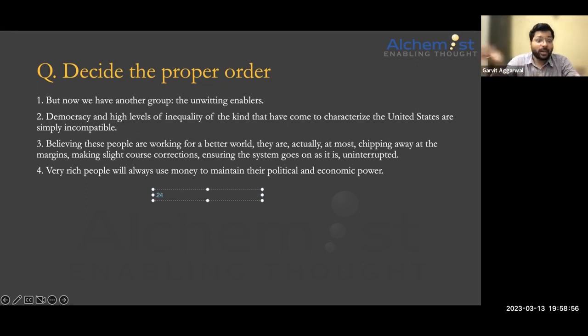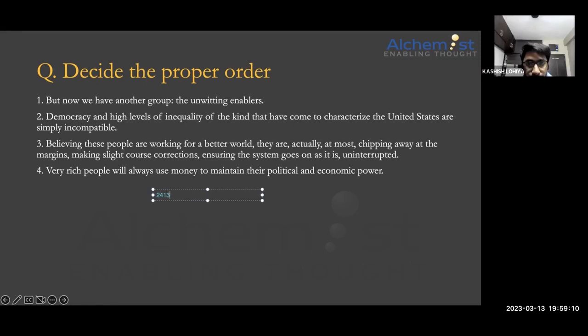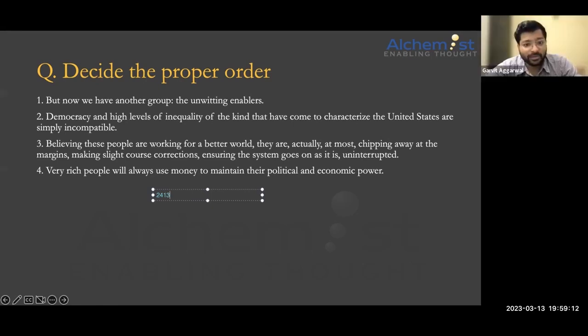But you have another one. अरे भाई बताओ तो सही उनके बारे में कुछ. So it has to be 1, 3, and the third sentence should have been talking about those unwitting enablers. सर Enablers लग रहे हैं, ये कह रहा है कि if you are believing that they're working for a better world, then you are mistaken, my friend.